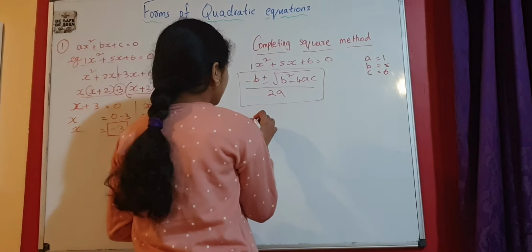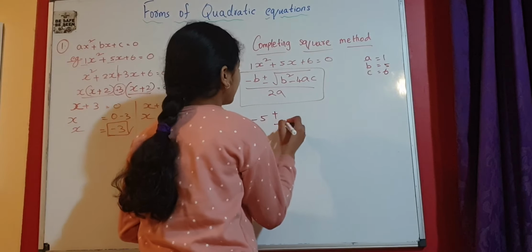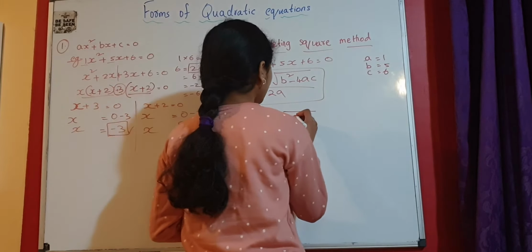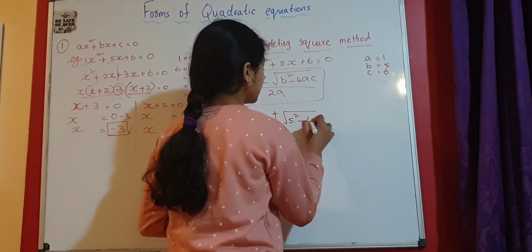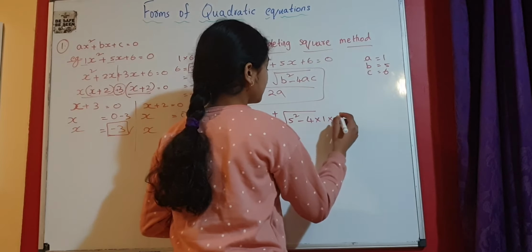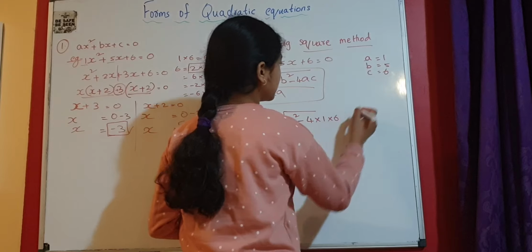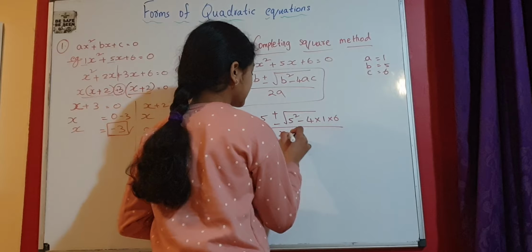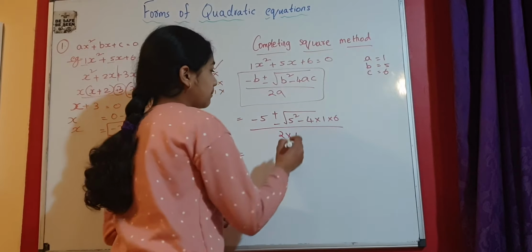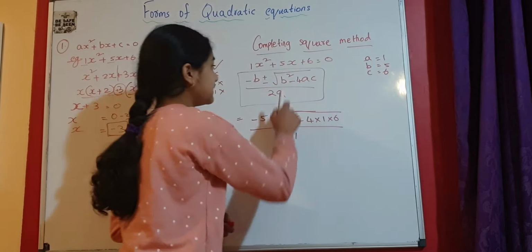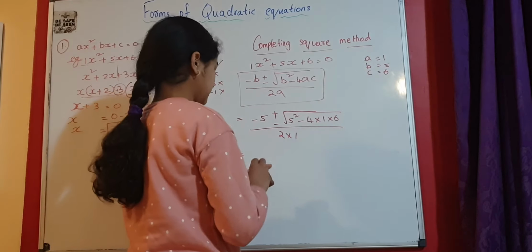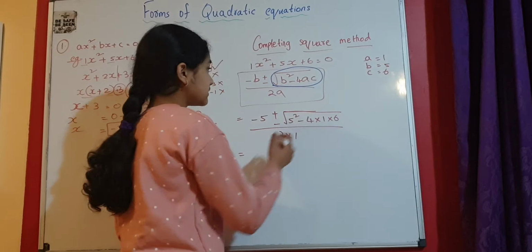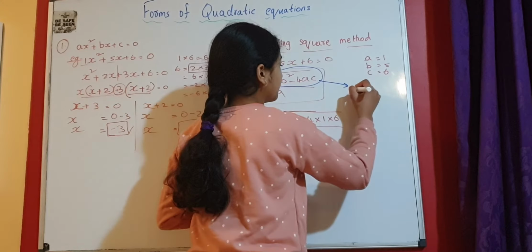Let's do that. So minus 5 plus or minus under root b square, so 5 square minus 4 times 1 times 6, so 4ac, upon 2a. A in this case is 1. So one important thing, this term b square minus 4ac is called the determinant.